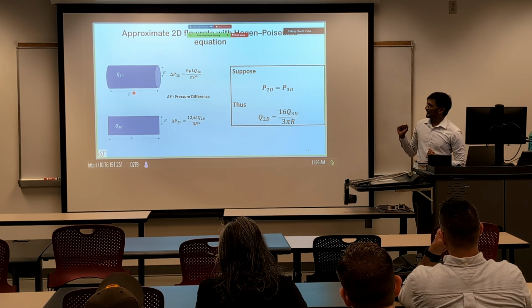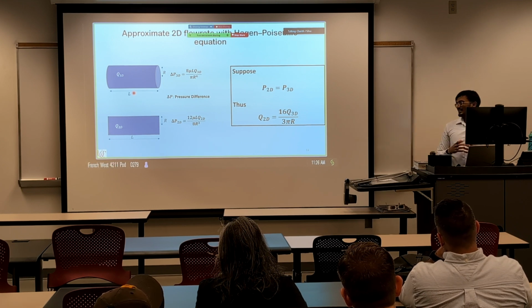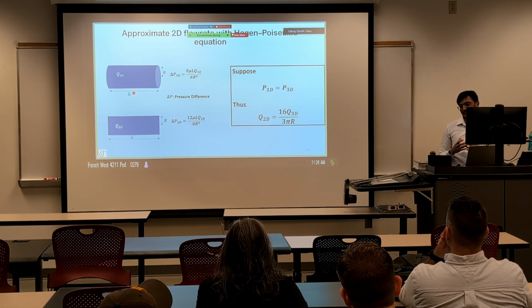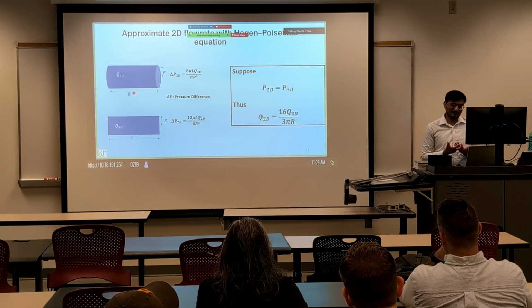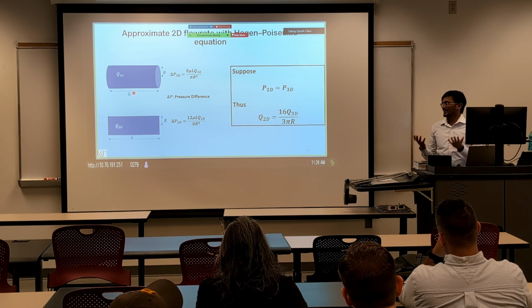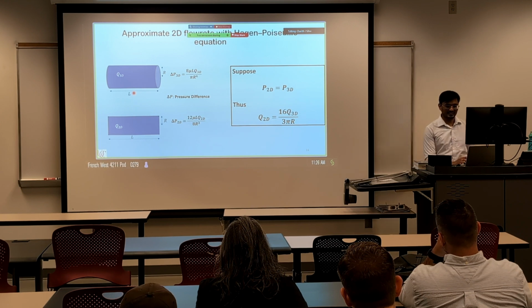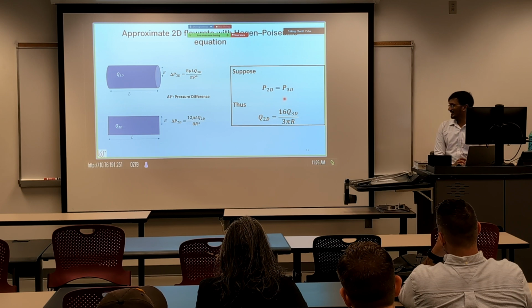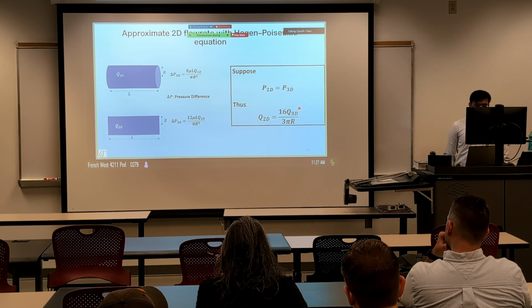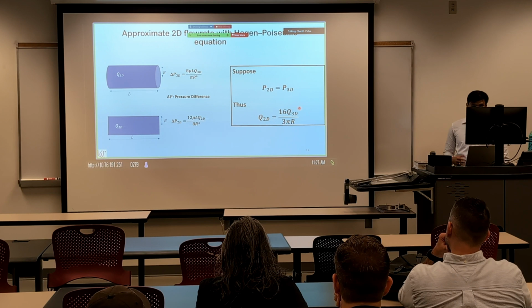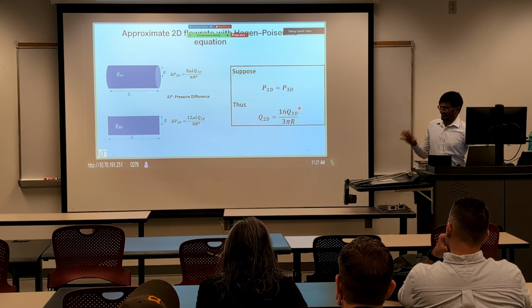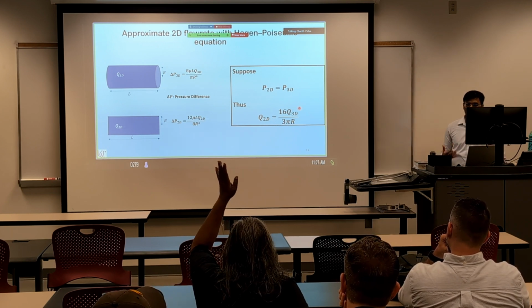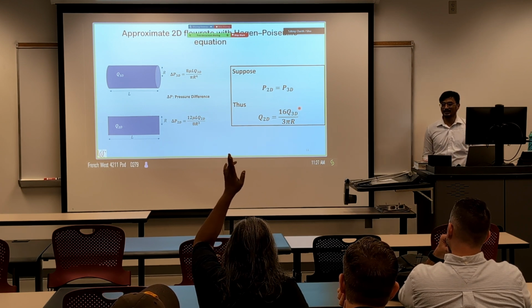Therefore, we use the same criteria. As we equated the pressure differences across the 3D object and the 2D object, we got a relationship between the 2D flow rate and the 3D flow rate. And I will show some comparisons later, and they gave some very accurate values in the bifurcation domain.